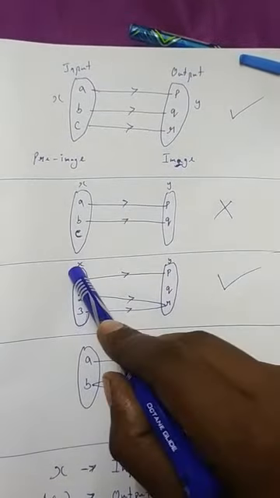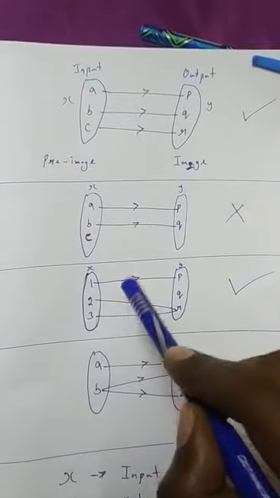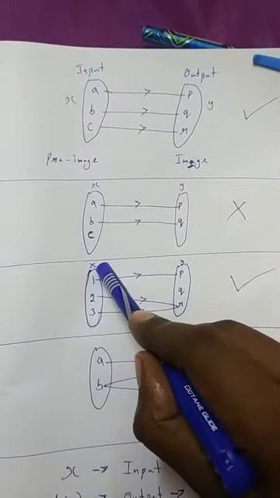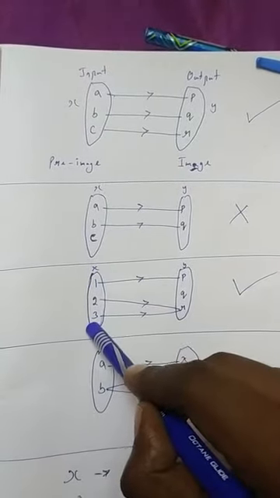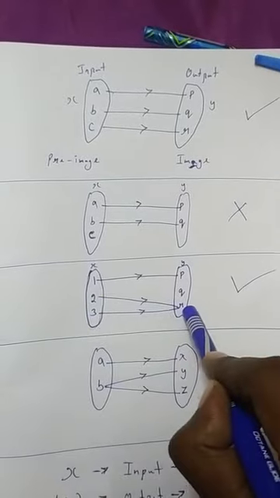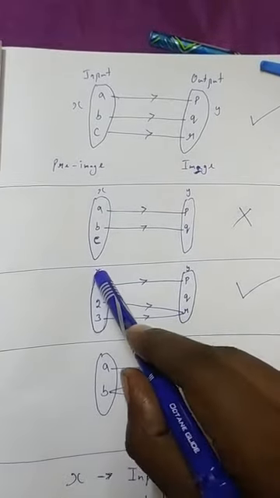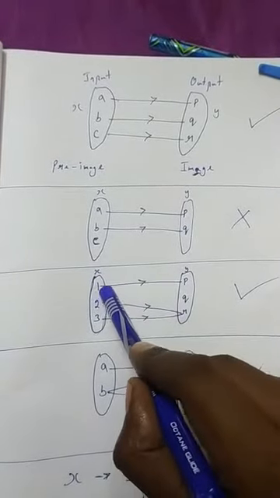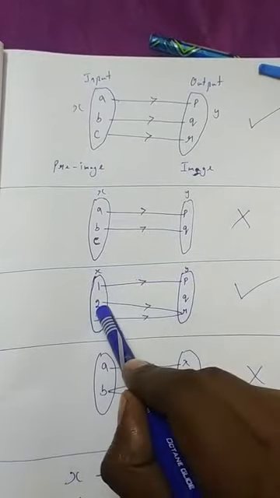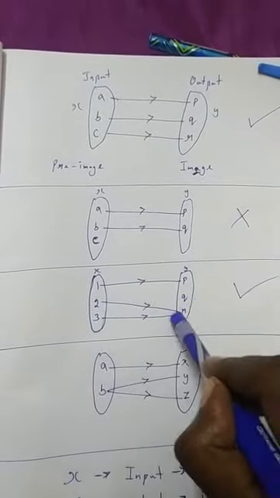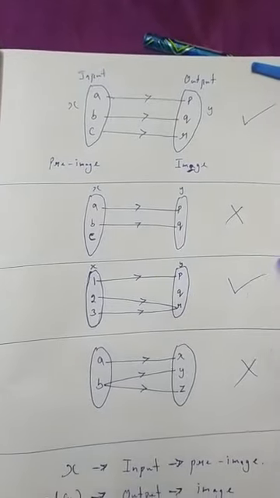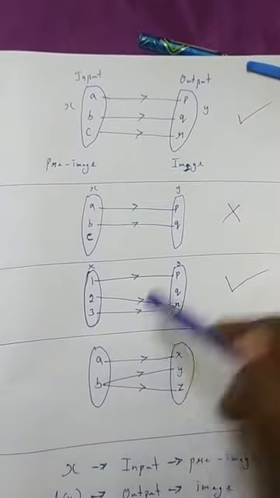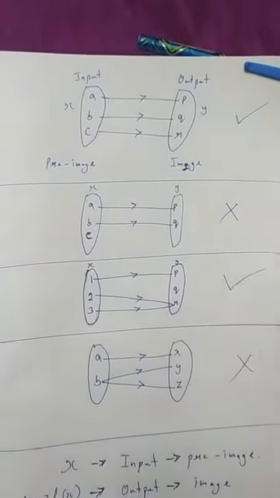In this relation, the conditions are satisfied. What are the conditions? All the elements in the domain must have image. Yes, 1 has an image, 2 has an image, 3 has an image. And all the elements in the domain must have a single image, only one image. Right? 1 has only one image P, 2 has only one image R, 3 has only one image R. Therefore, it is a function. Since both 2 and 3 have the same image, it is not at all a problem. Right? So, it is a function.